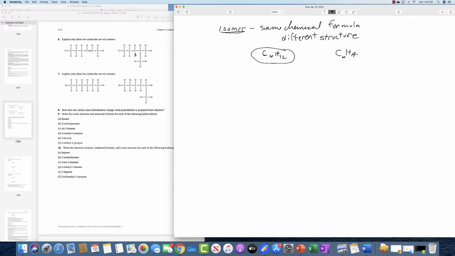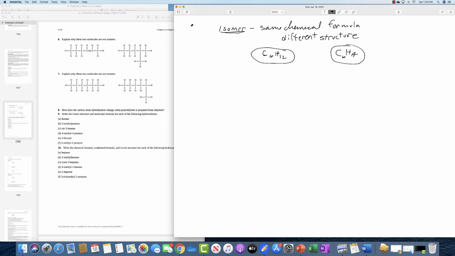If you look at this one, it's the same number of carbons, but then there are 7 on this side, and 3 is 10, and 3 more is 13, and 1 here is 14. So on this one you have C6H14, so they don't have the same chemical formula. Therefore they are not isomers.